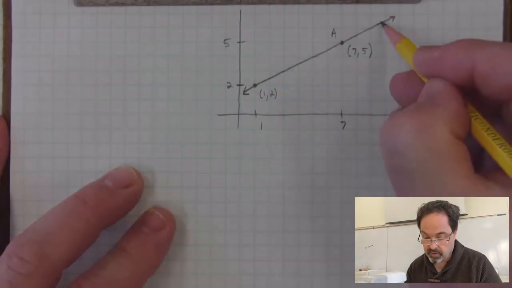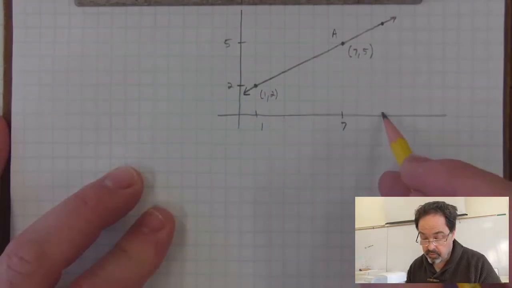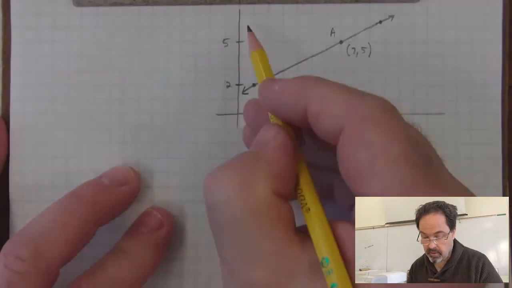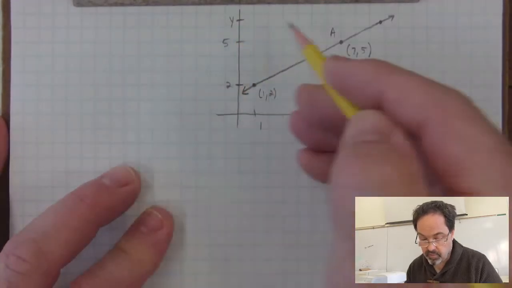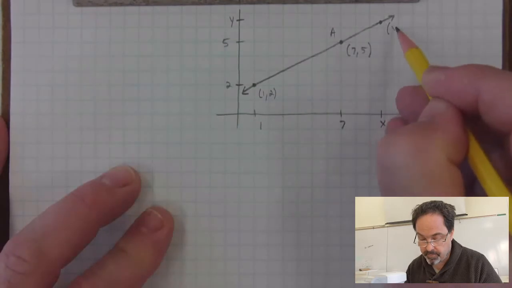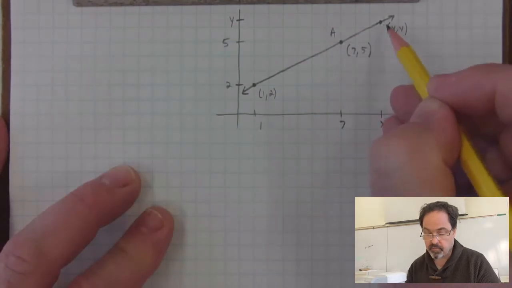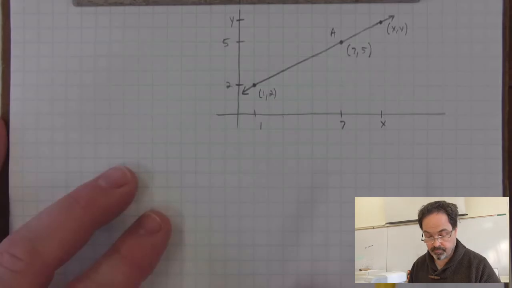I'm also going to highlight another arbitrary point on the line and plot its coordinates generically x, y. This point could be anywhere on the line.